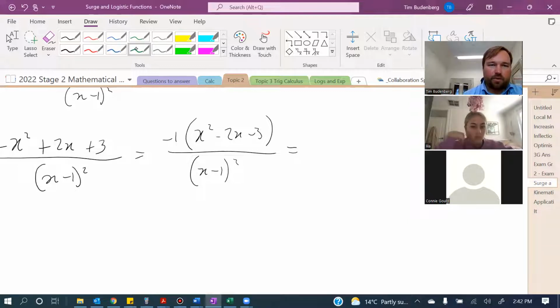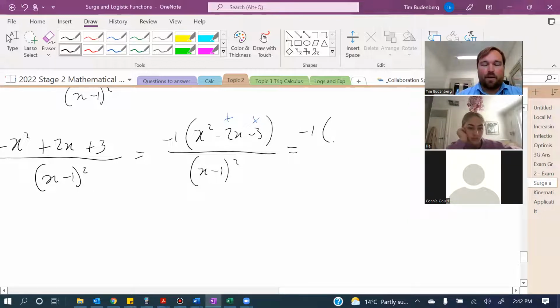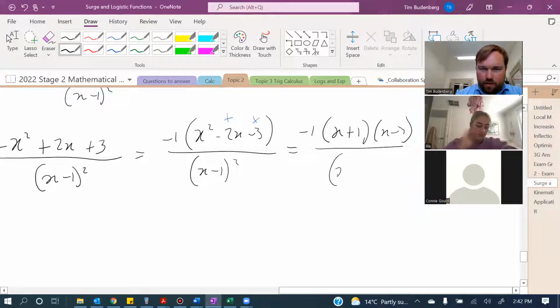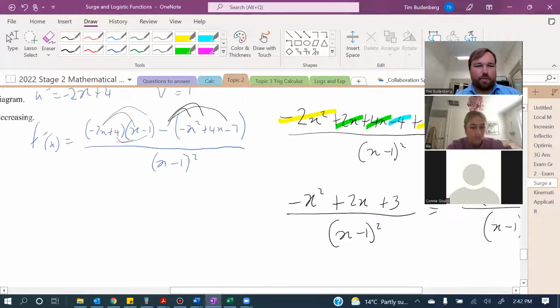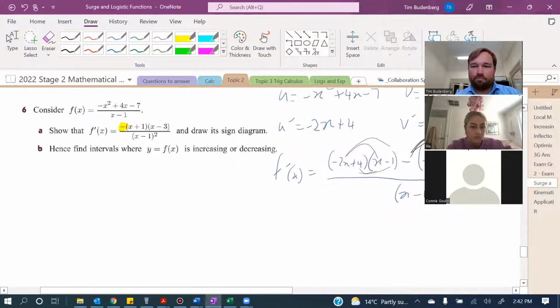Then drag your mind back to year 9 or so. Remember sum and product? We're going to factorize that bit inside the brackets with sum and product. So minus 1 bracket, and then what numbers multiply to −3 and add to −2? Positive 1 and negative 3. Good. (x + 1)(x − 3) over (x − 1) all squared. Which should be it.